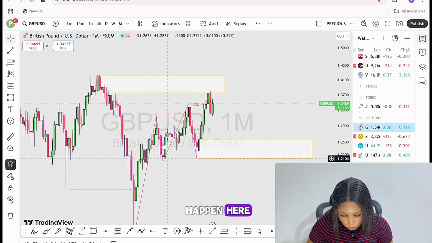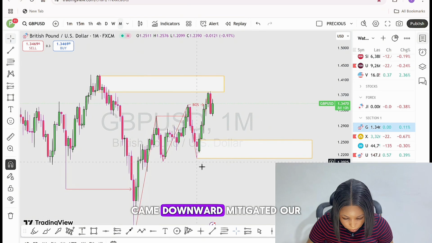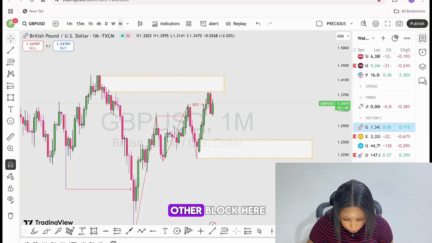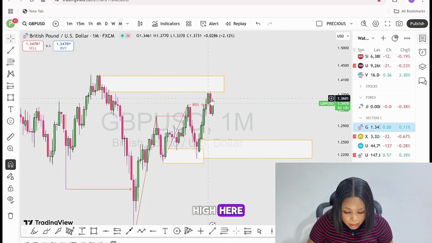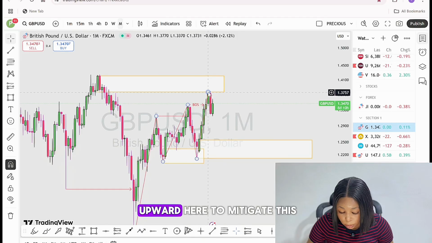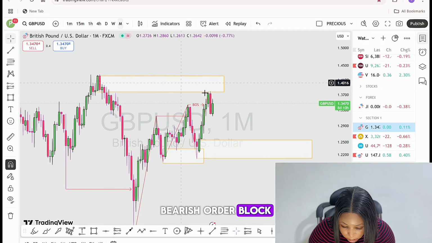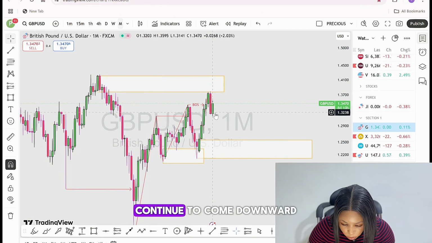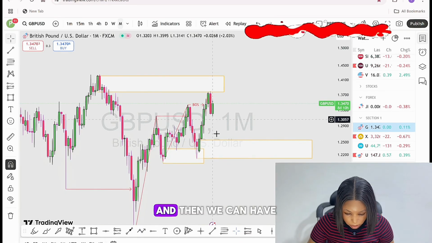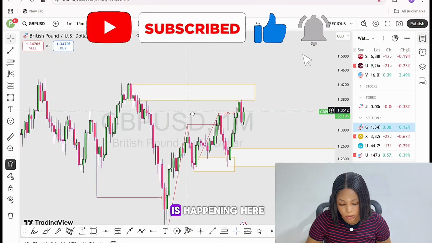You can see this happen here. Market created a break of structure here. This is a break of structure, and then you could see it came back here, came downward, mitigated our order block here, mitigated our bullish order block here, and you could see market gave us this high here. So now market came upward here to mitigate this bearish order block. So you can still have a reaction here. So now we're expecting price to still continue to come downward, and then we can have continuation of our bullish markets. So that is what is happening here.